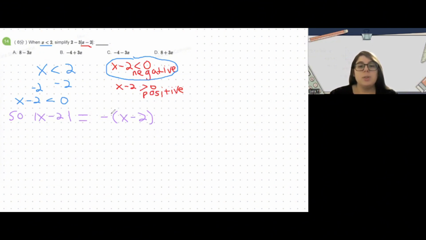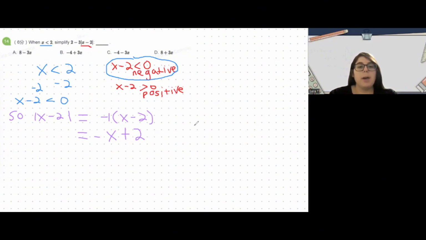So now we're going to distribute the -1. -1 times x is just -x, and -1 times -2 is +2. So we determined that because x minus 2 is negative, when we take its absolute value, the answer is going to be its opposite, and we simplified that to being -x plus 2.